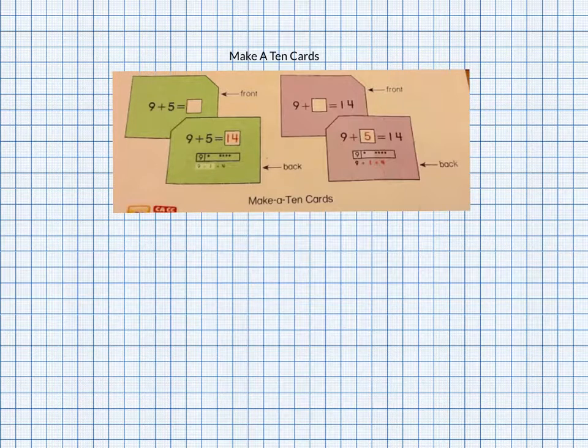The Make a 10 cards are to help the students see groups of 10 and to hopefully get them to be doing these things in their mind instead of just writing them out. But for our practice right now, I want the students to be able to write it out, to be able to explain it. And then you'll see as you practice more, they should be able to just put it in their head. The eventual goal is to have them be able to do these problems in their mind without using paper.